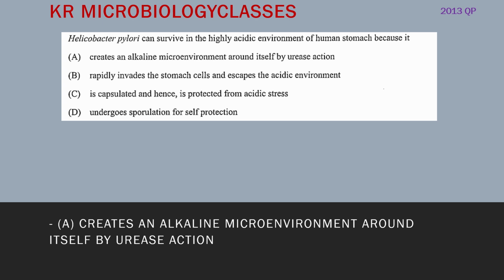It produces urease, and because of that urease action it creates an alkaline environment and it can withstand the acidic environment in the human stomach. For this you have to see the other three options also. It rapidly invades the stomach cells and escapes the acidic environment. It is wrong because Helicobacter pylori mainly is present in the mucus layer only. Option C is also wrong because it is not capsulated, and option D is also wrong because it doesn't form any spores. So option A is the right answer.